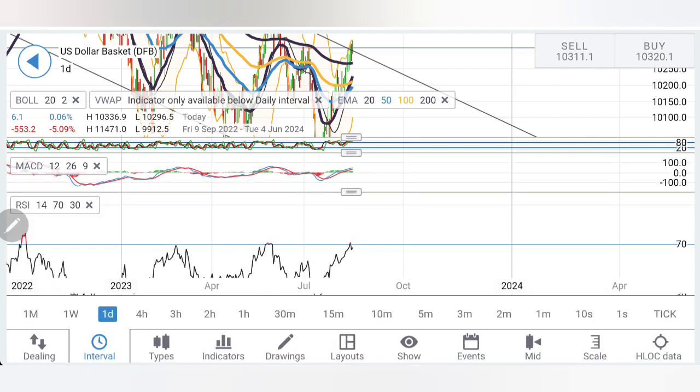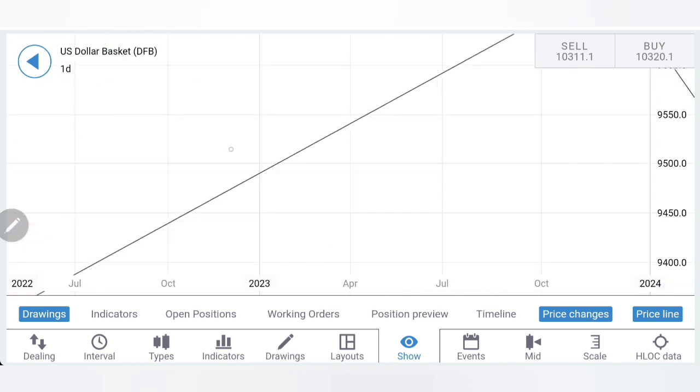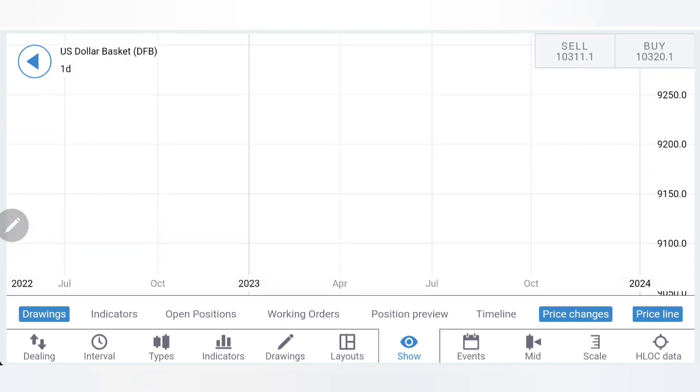RSI very near to the overbought zone. So now we have seen the charts, we have seen the indicators. Time for me to define the trading levels and strategies so that you can trade profitably. And also I will give you my observation of the complete summary here.